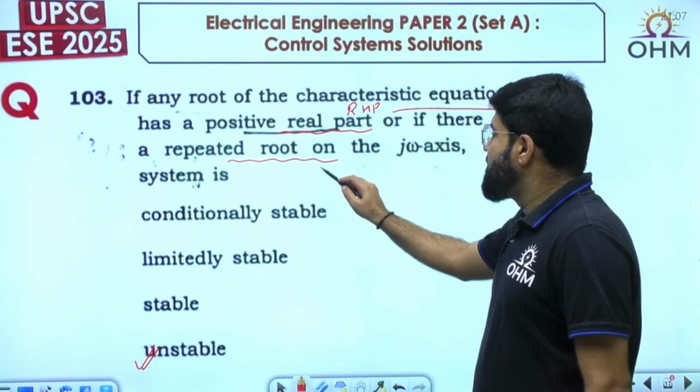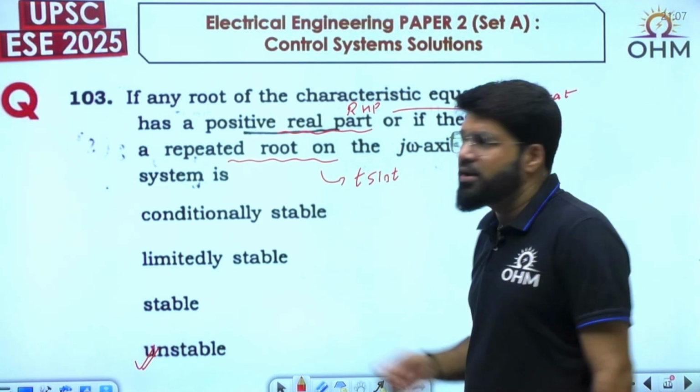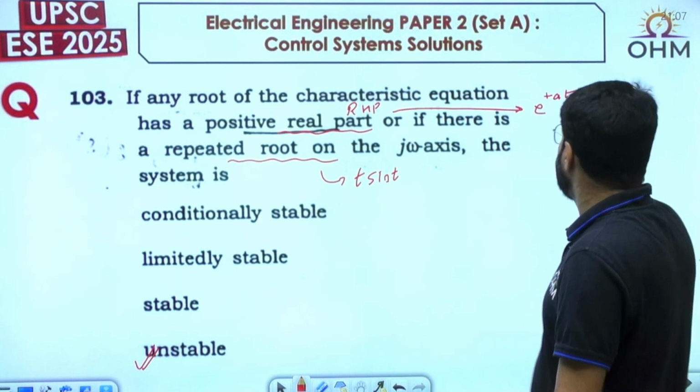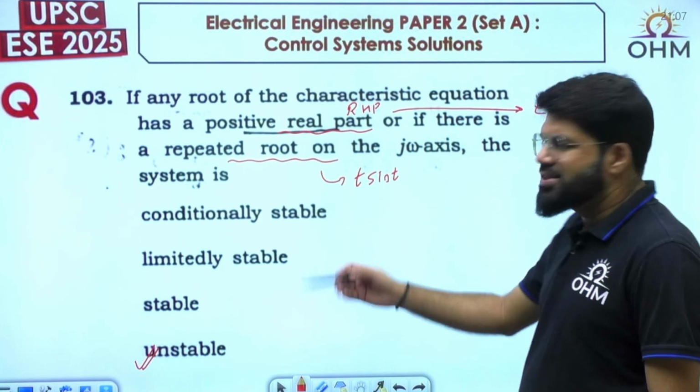So an exponentially increasing function. But a repeated root on the j omega axis will give rise to a function of the kind t into sin t or t into cos t. So at t tending to infinity, both of these will be unbounded. Output will be unbounded. So yeah, unstable.